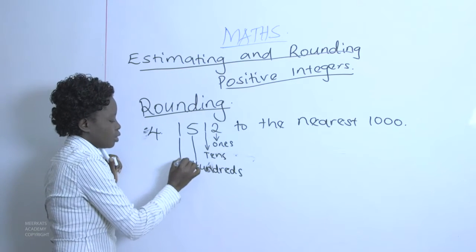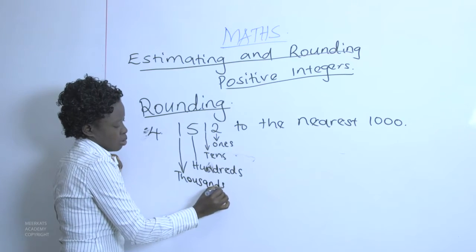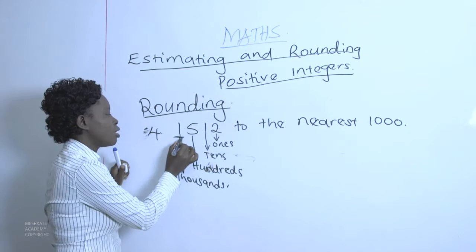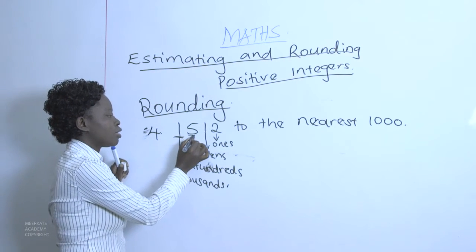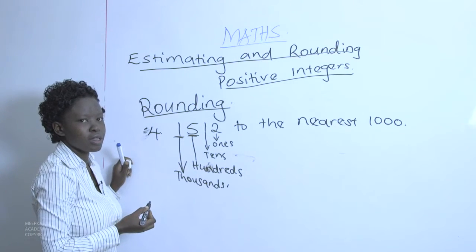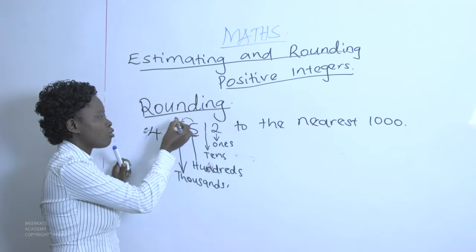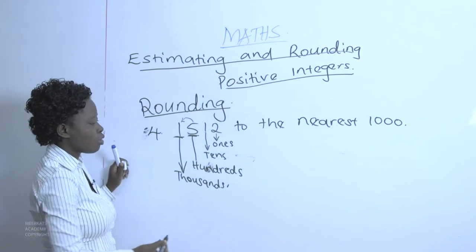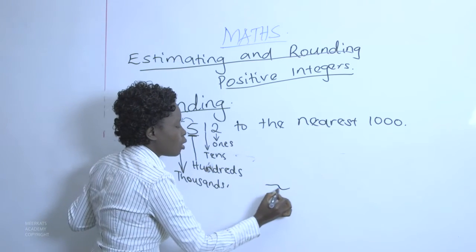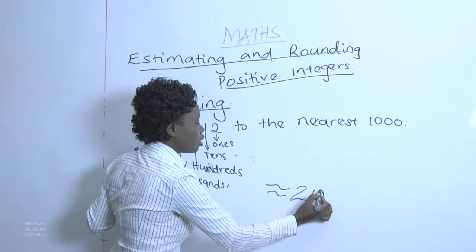Then 1 is in the thousands place value. So we are rounding off to the nearest 1,000. So we consider the digit that is next. Our digit is 5, and we've already said if the digit is 5 or above, then it means this digit rounds our figure up. So it means this 5 will round off our 1 up, so the answer that we obtain is approximately 2,000.